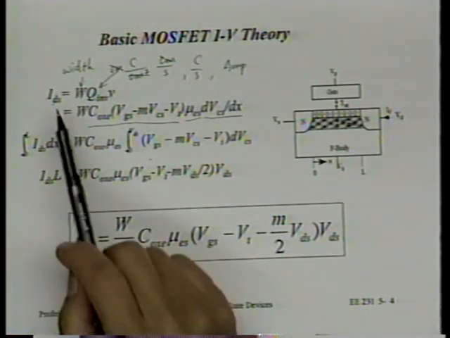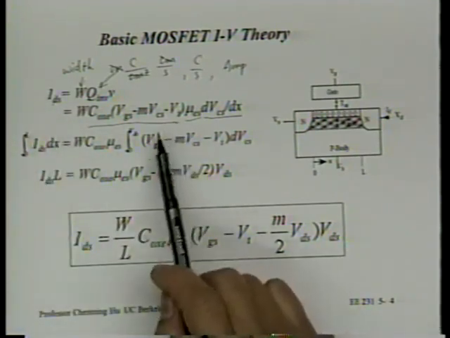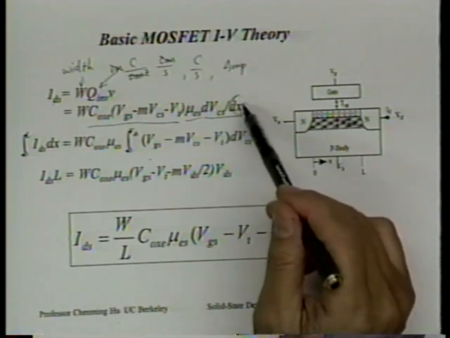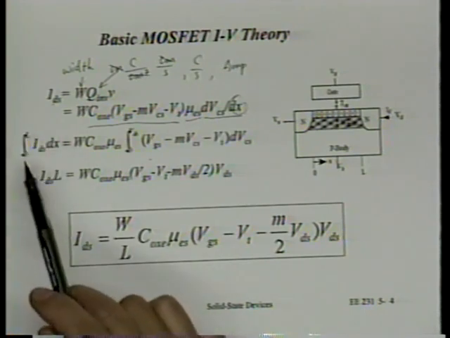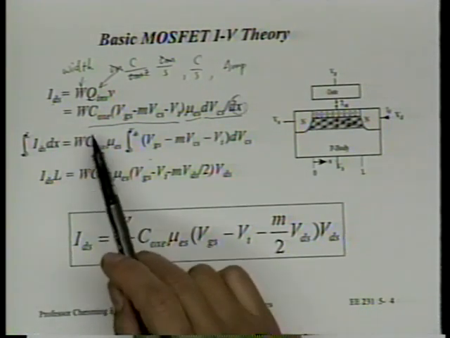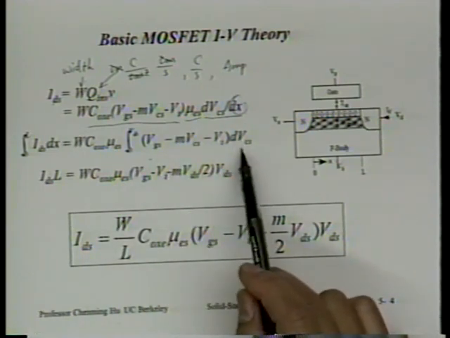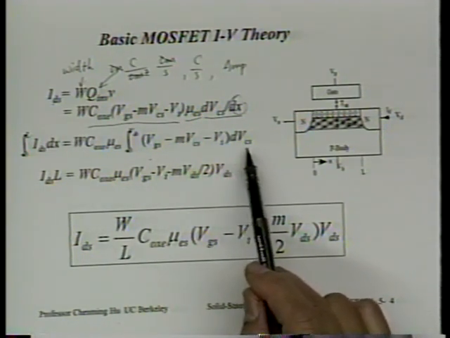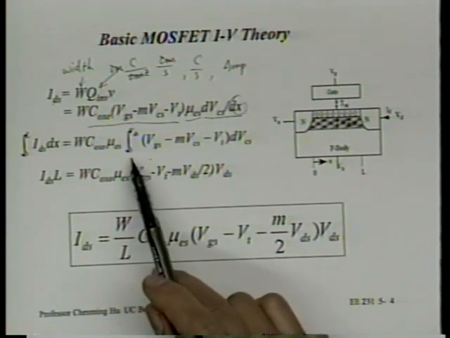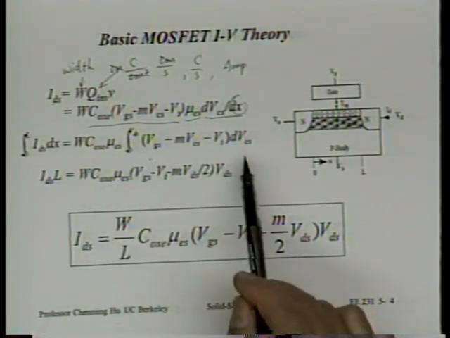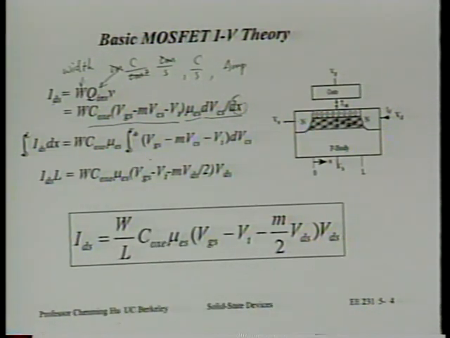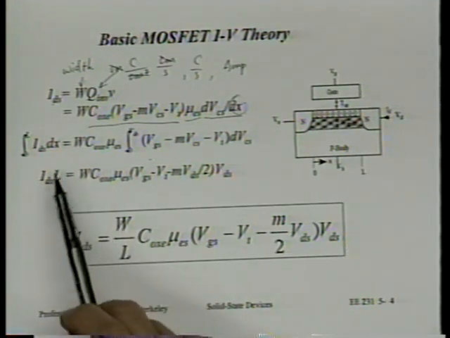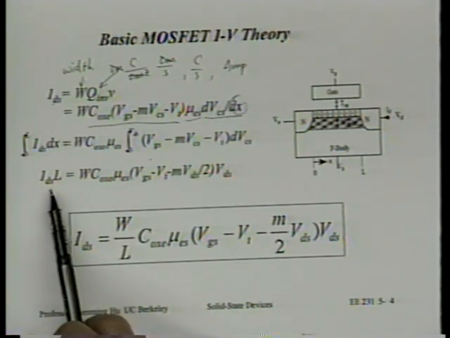All right. Next, we do integration. Integrate both left-hand side and right-hand side. Take the dx term, multiply it to both left and right-hand side. So left-hand side, we have IDS dx. We integrate that from 0 to L. Right-hand side, we have this whole thing integrated with VCS from 0 to VDS, because VCS is equal to 0 at source, and VCS equals VDS at the drain. Now we can carry out this left-hand side integration very easily. We get IDS times L.